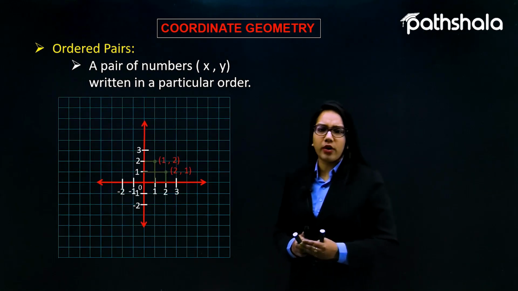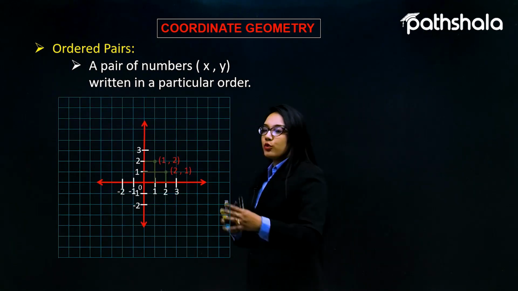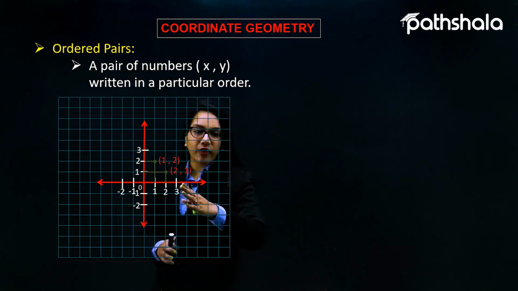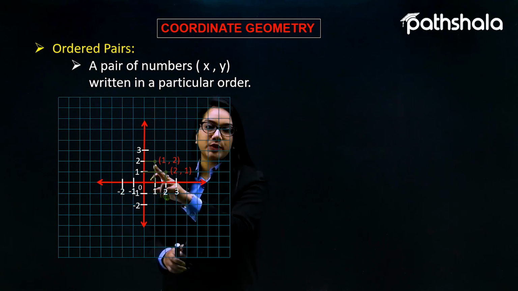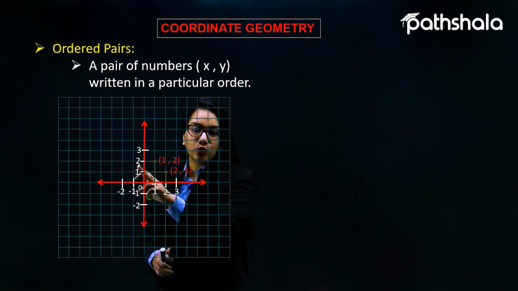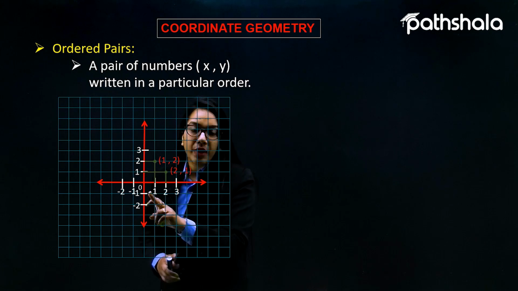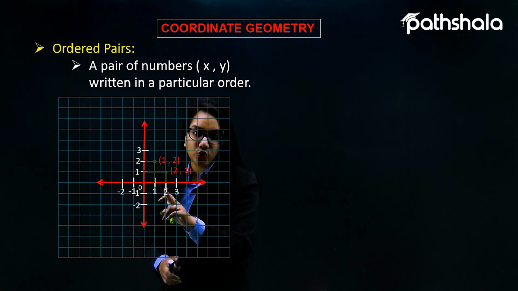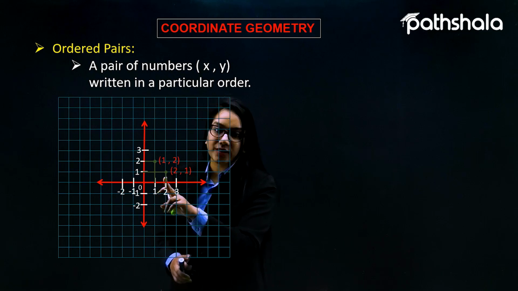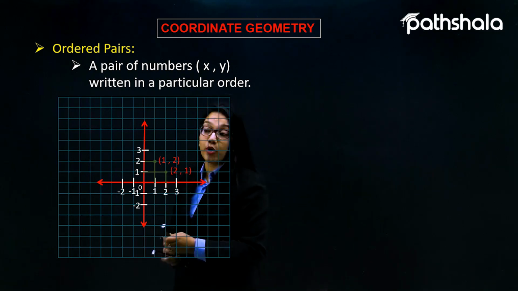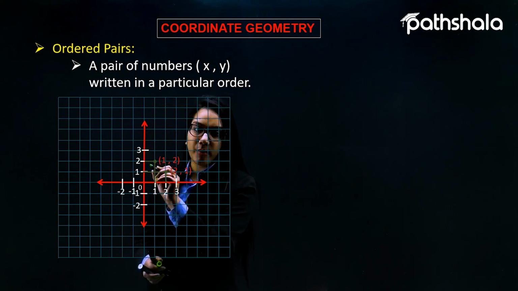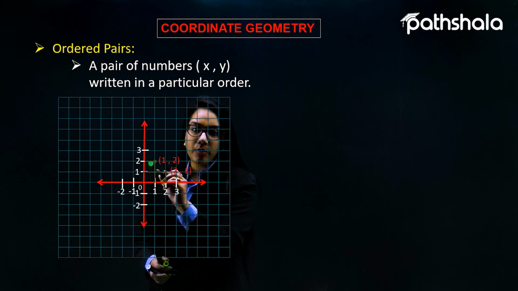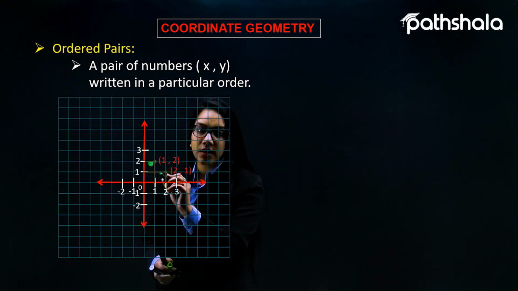Let us suppose we are talking about the two points (1, 2) and (2, 1). As we can see here, the point (1, 2) is this point. This is our 1, this is our 2, this is our point (1, 2), and (2, 1) is this other point. If we plot (1, 2), this is my point (1, 2), and (2, 1) is this point.